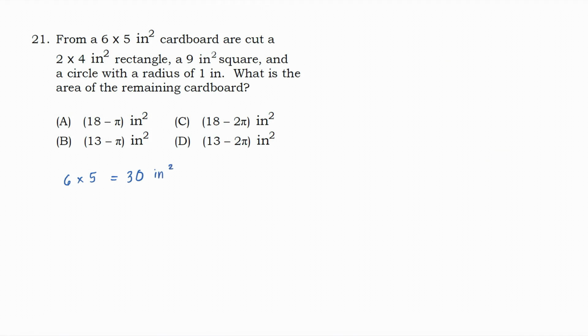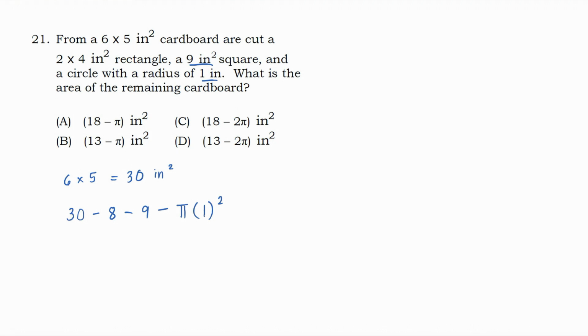And then, gumupit tayo ng rectangle, square, and circle. So, ima-minus lang natin yung area nila. So, 30 minus 2 by 4 na rectangle. Length times width lang naman yung area ng rectangle. So, 2 times 4 is 8. Minus yung area ng square na 9. Minus 9. And yung area ng circle na may radius na 1 inch. The formula for the area of the circle is pi r squared, diba? So, pi times yung radius na 1 inch squared.